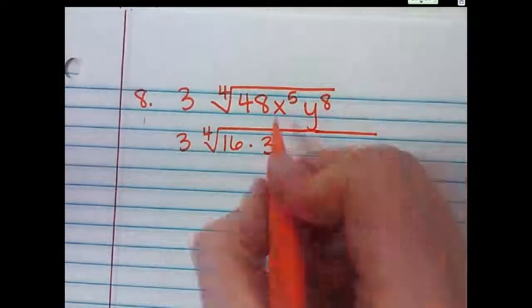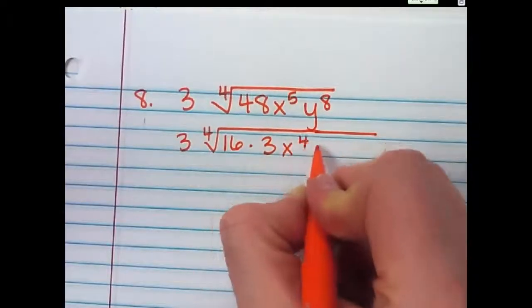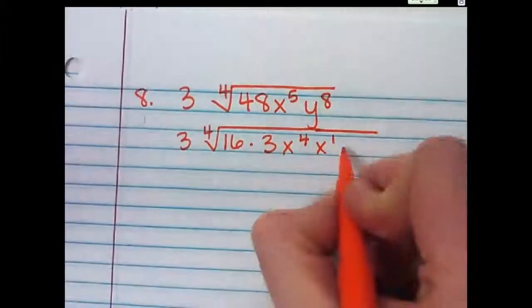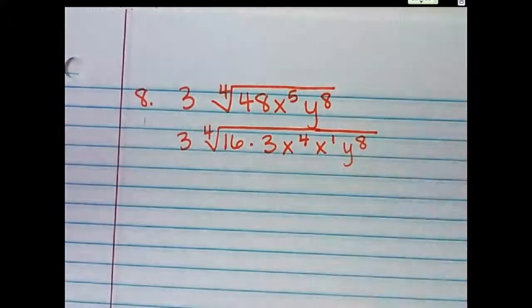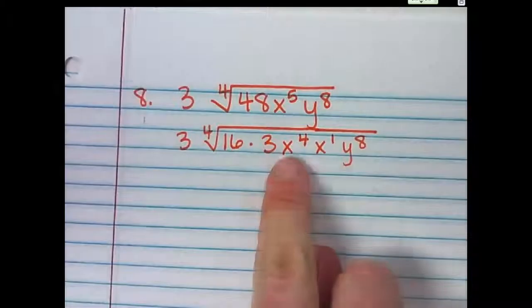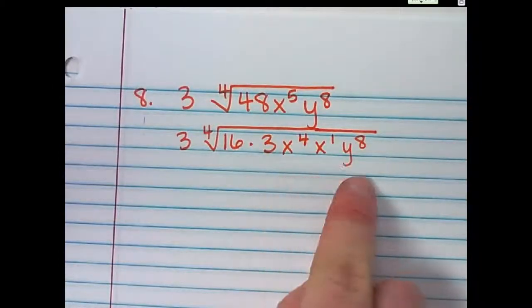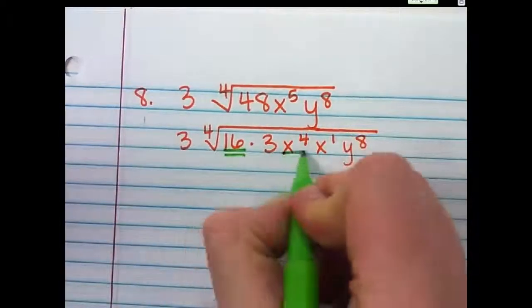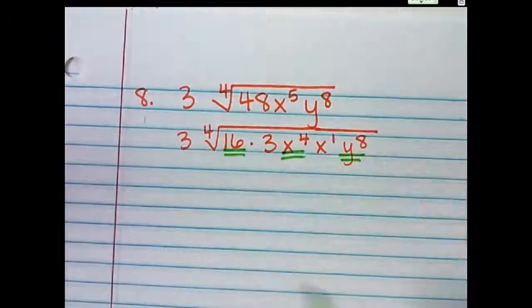And then I have 5 x's, so I want to split that up: x^4, and then 1 left over. And then I can leave y^8. Is anyone confused what I'm doing here with the variables? Okay. So I can take the fourth root of 16, x^4, y^8.